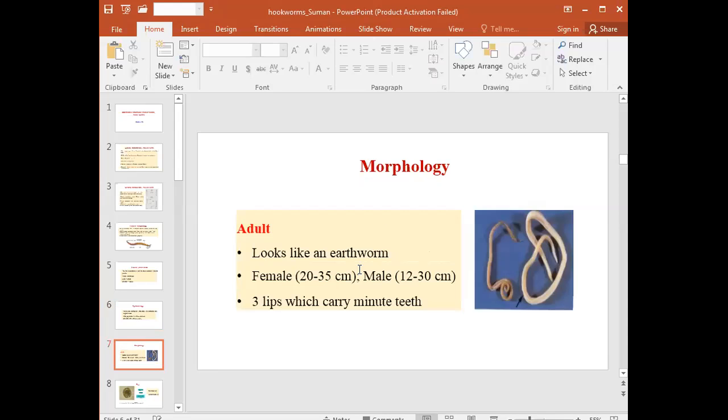So this is the morphology, and from this picture you can see this is the male and this is the female, because the females are more stout and larger in size than the males, and they pretty much look like earthworms. The females have a length of 20 to 35 centimeters, whereas the males have a length of 12 to 30 centimeters. They contain three lips which carry minute teeth-like structures.